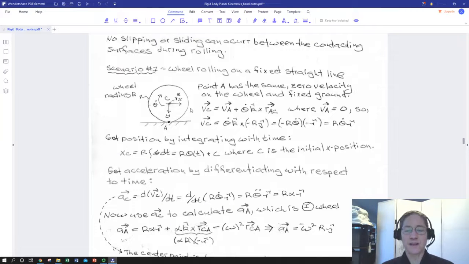So A to C. So in this case, RAC is going to be negative because we're going up, and the rotational velocity will depend on whether it's rotating clockwise or counterclockwise. VA is 0.